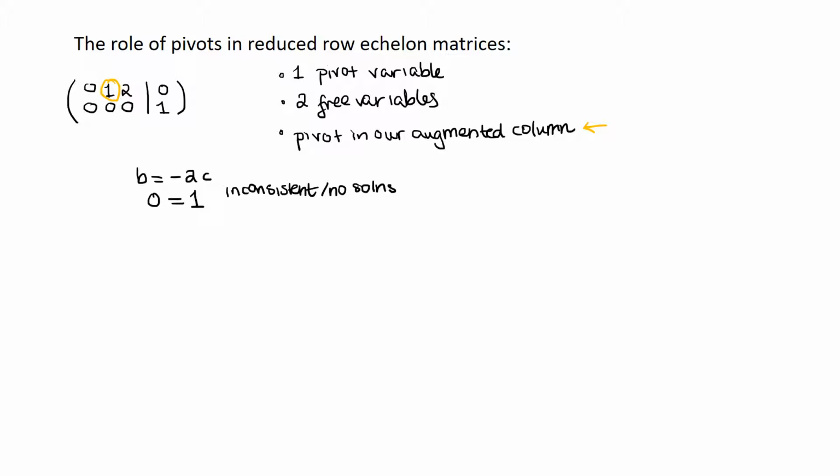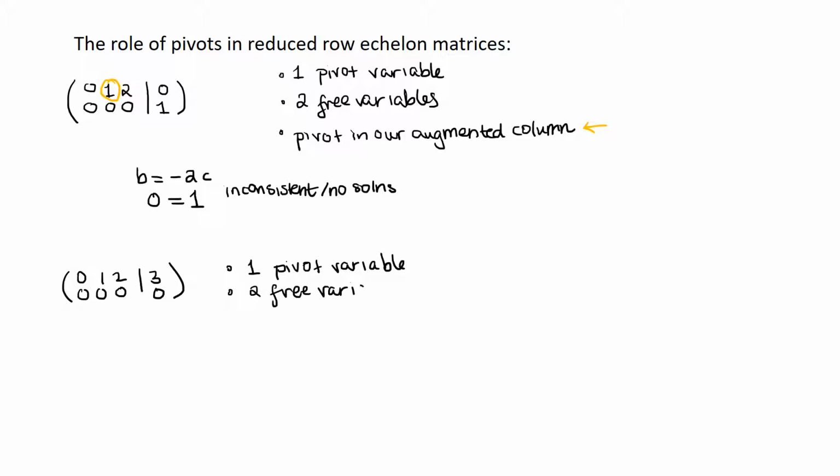So I would like you to notice, though, that if we look at a similar example, 0, 1, 2, 3, 0, 0, 0, 0, this again has one pivot variable, and it has two free variables. And now we can see that we are going to have infinitely many solutions.